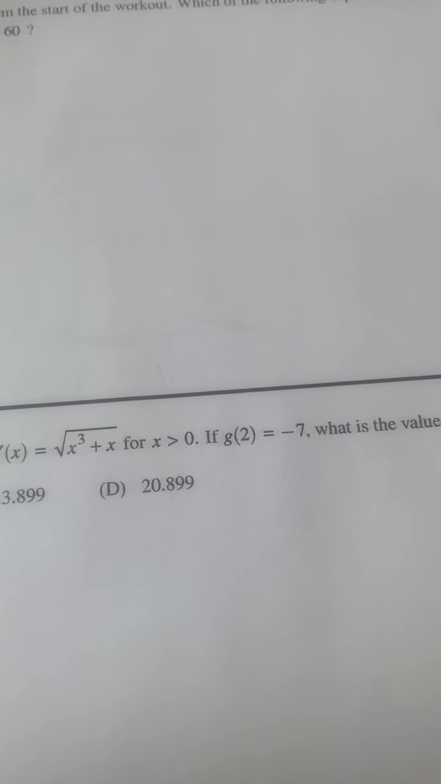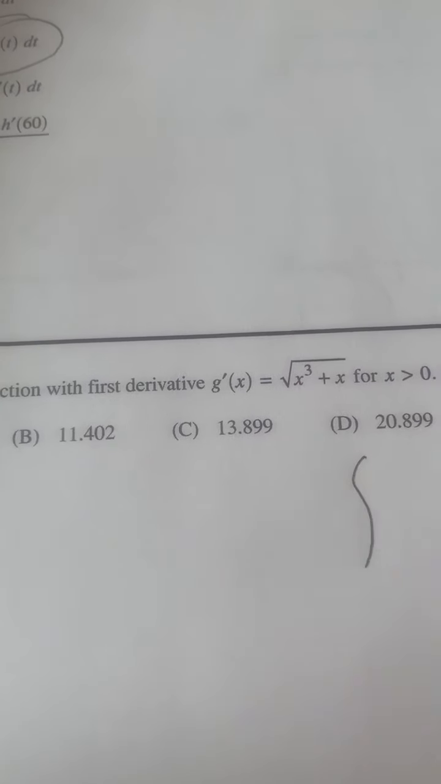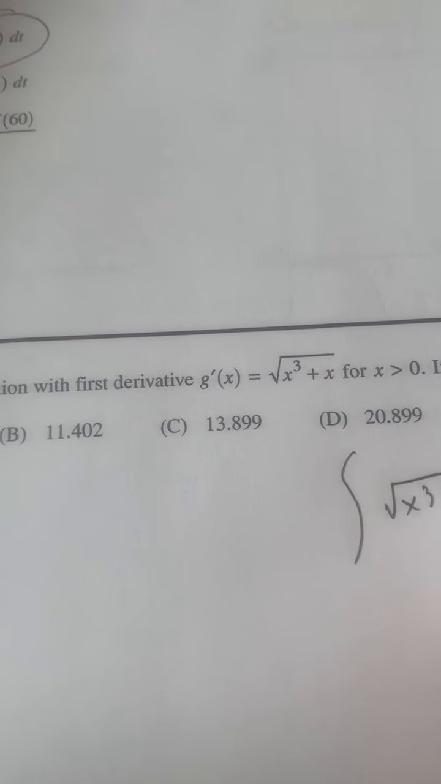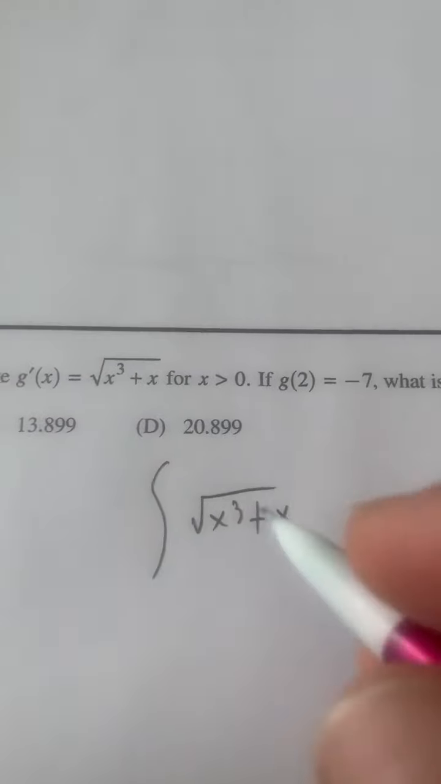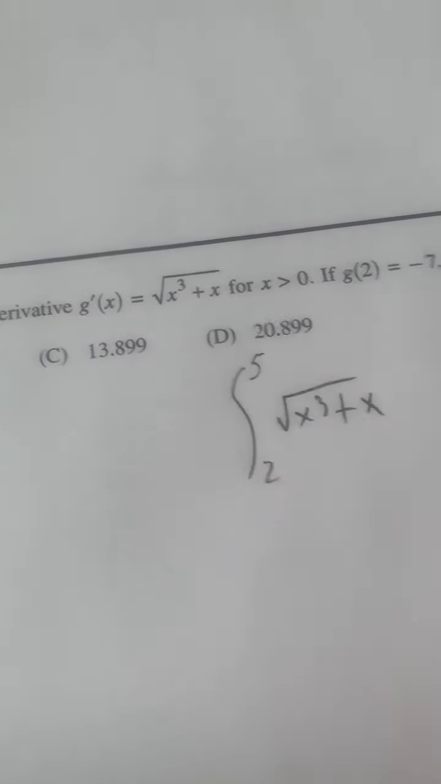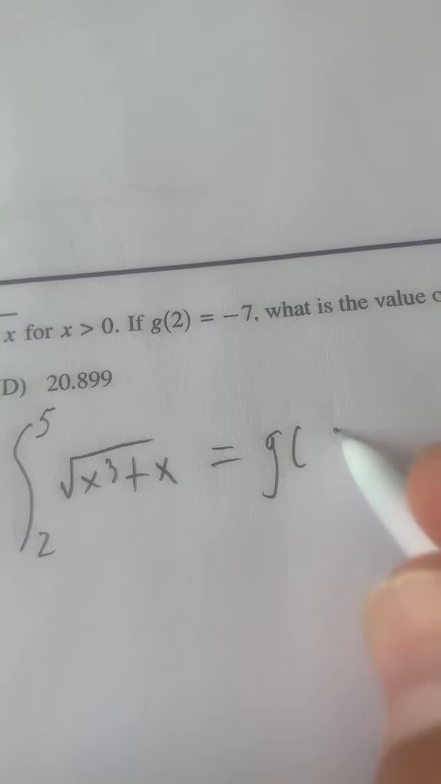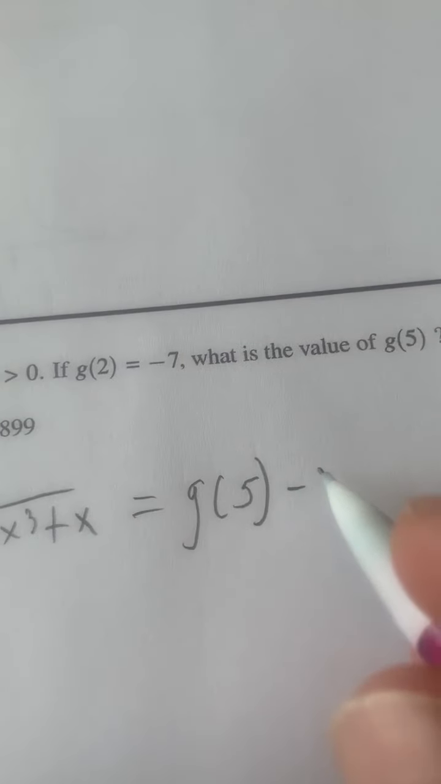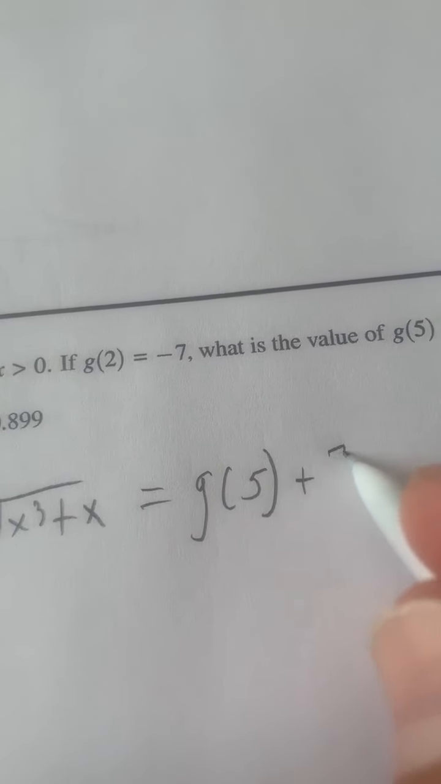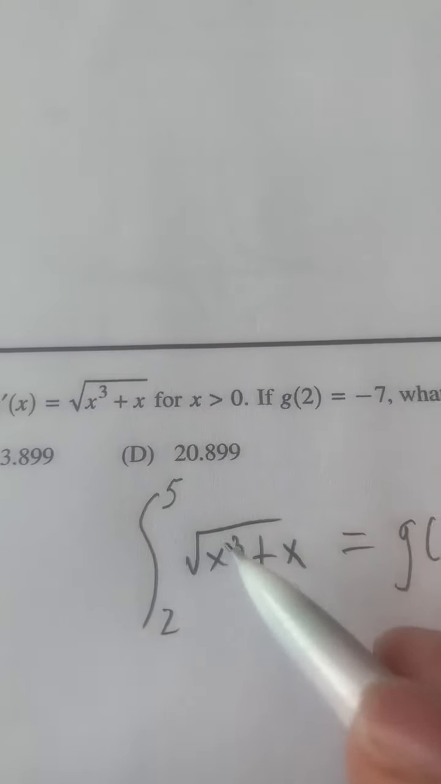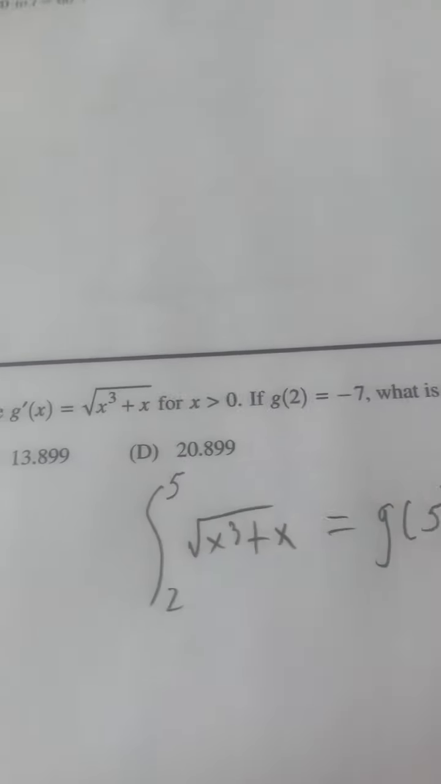Next one says, here is g prime. And then we know g of 2 equals -7, and we would like to know what g of 5 is. So I'm going to do the integral of x cubed plus x from 2 to 5. That's g prime in there. So the fundamental theorem says g of 5 minus g of 2 comes out. Well, g of 2 is -7, so we'll say plus 7. So I just need to get this, and then I'm going to subtract 7 from it.